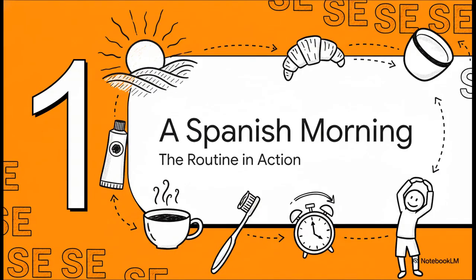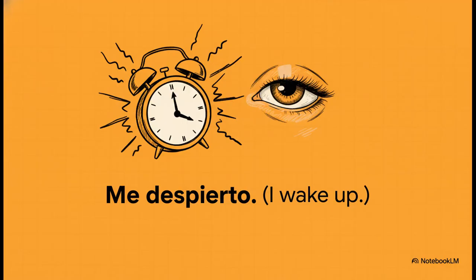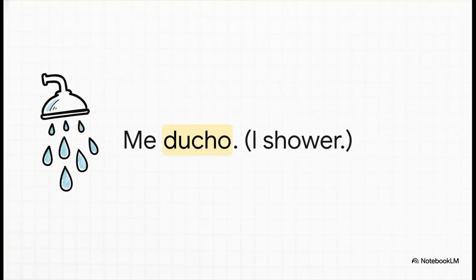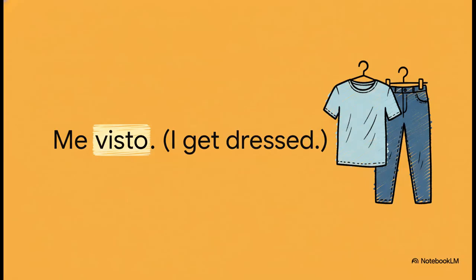So, to really get this, let's just walk through a simple morning, but the Spanish way. We're just going to follow a few basic actions and see this code in its natural habitat. Okay, so it all starts here, right? The alarm goes off, your eyes open. In Spanish, that moment is me despierto. I wake myself up. Next up, time to get ready for the day. You'd say, me ducho. I shower. And the final step before you head out the door, getting your clothes on. Me visto. I get dressed.